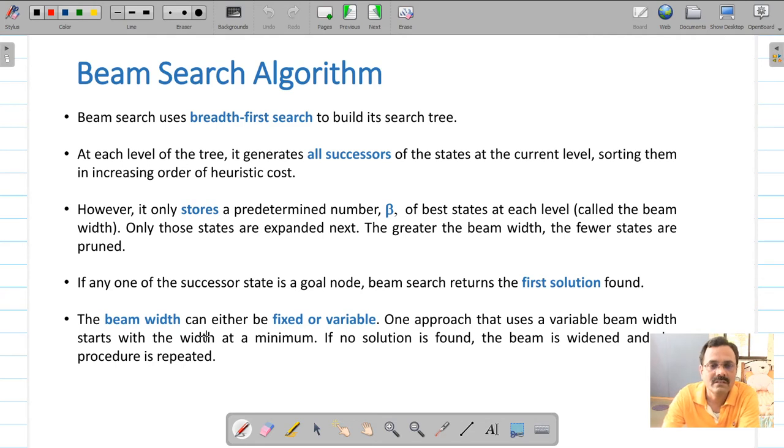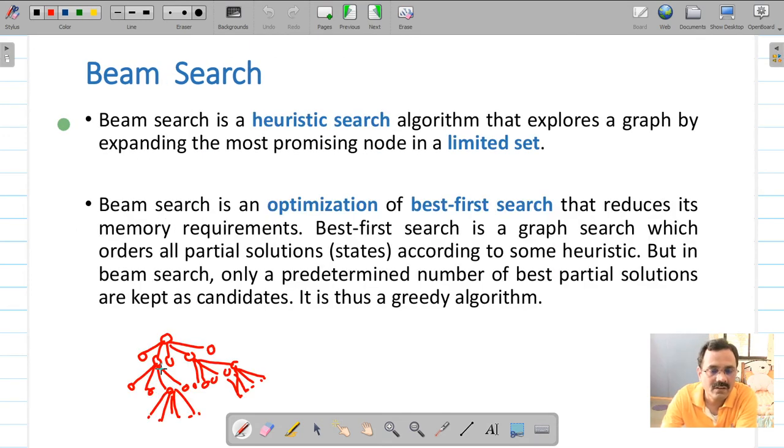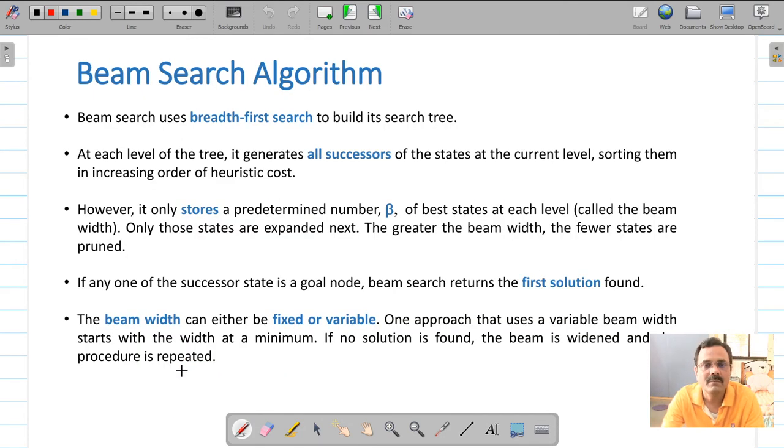You might have noticed that it is like a breadth first search also. Here, if you can recall, these two nodes are explored completely. All their successors are generated like in the breadth first search algorithm, that is your BFS algorithm. So it's like a breadth first search where you generate all the successor nodes of the selected nodes.